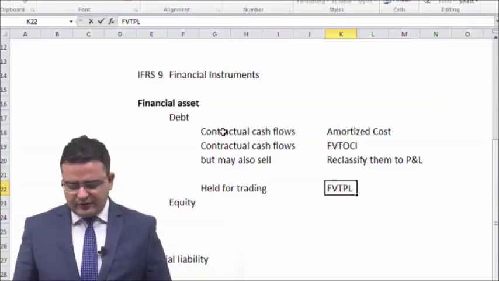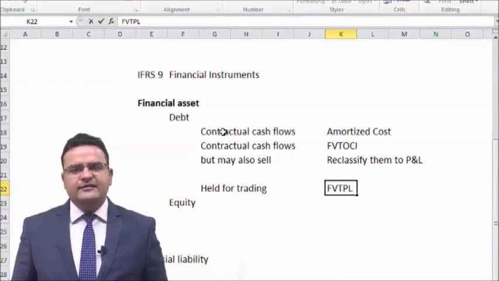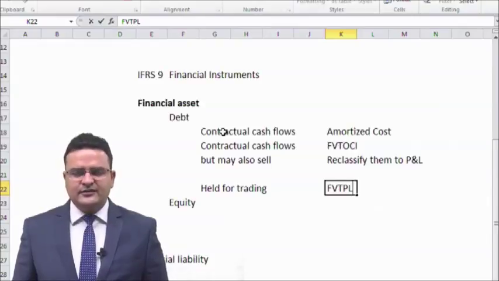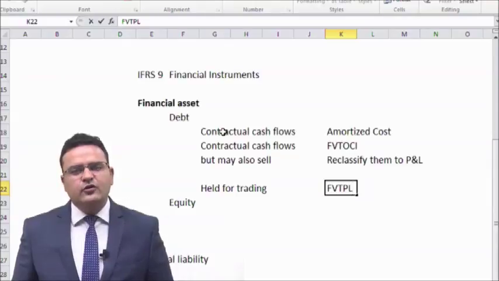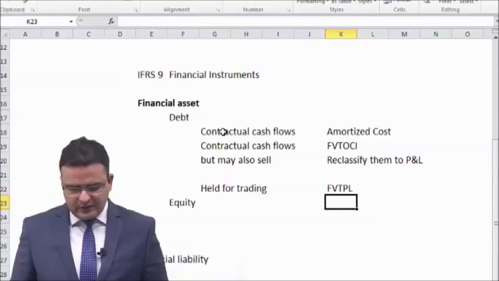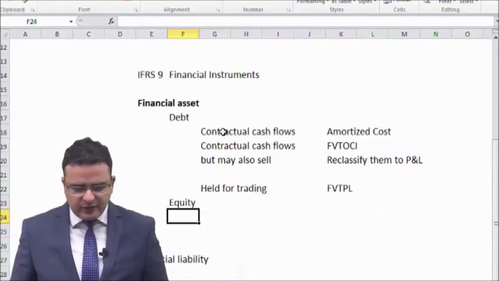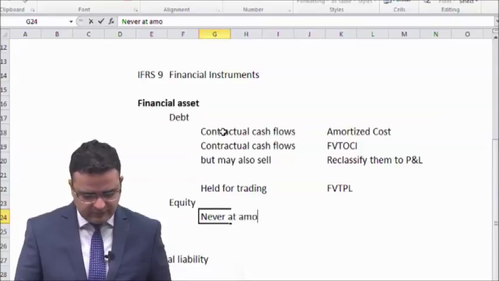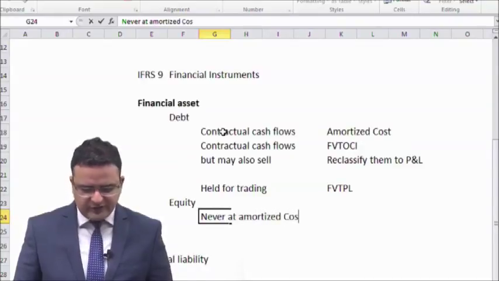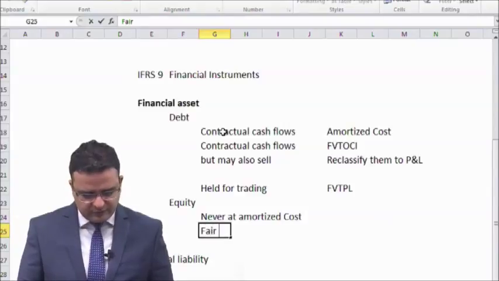Now the standard on financial instruments guides us when to record a financial instrument and classify it either as a debt or equity. If it is a debt, we need to further know whether the intention is to solely receive payments of principal and interest or the intention is to hold it for trading. Depending on the intention of the management, our accounting follows. Now if it is equity, equity is never at amortized cost. So the only option left to us is fair value through P&L.